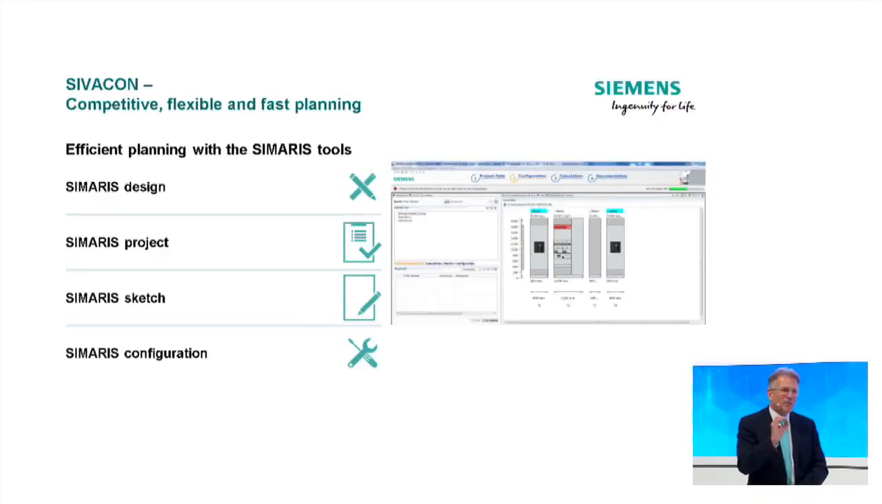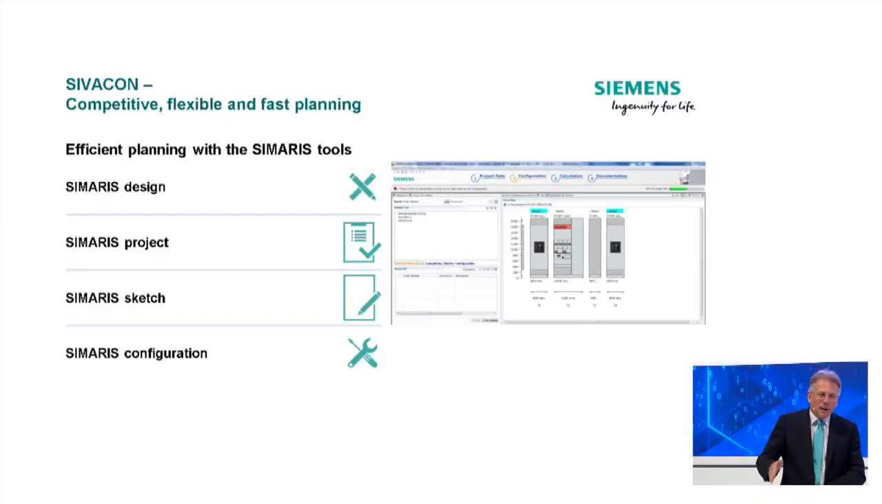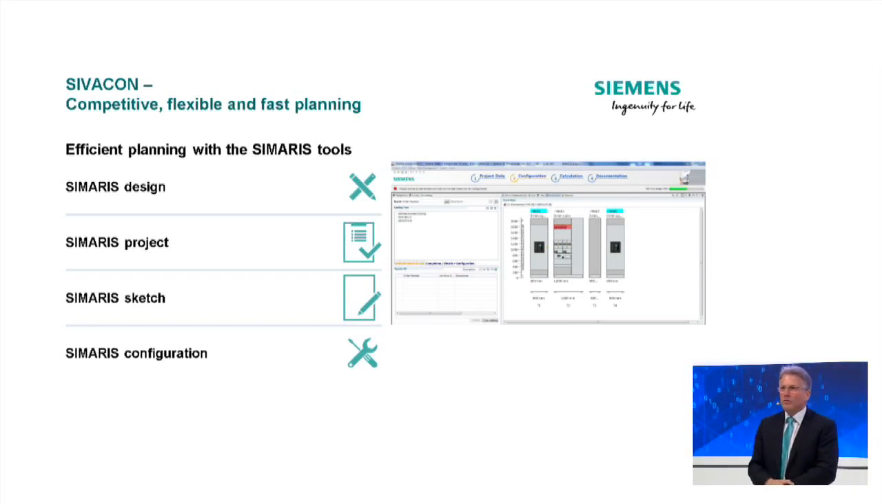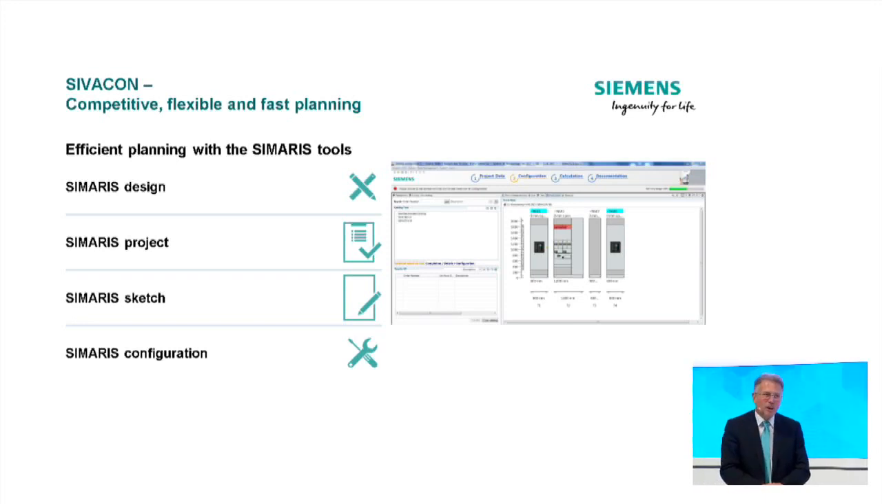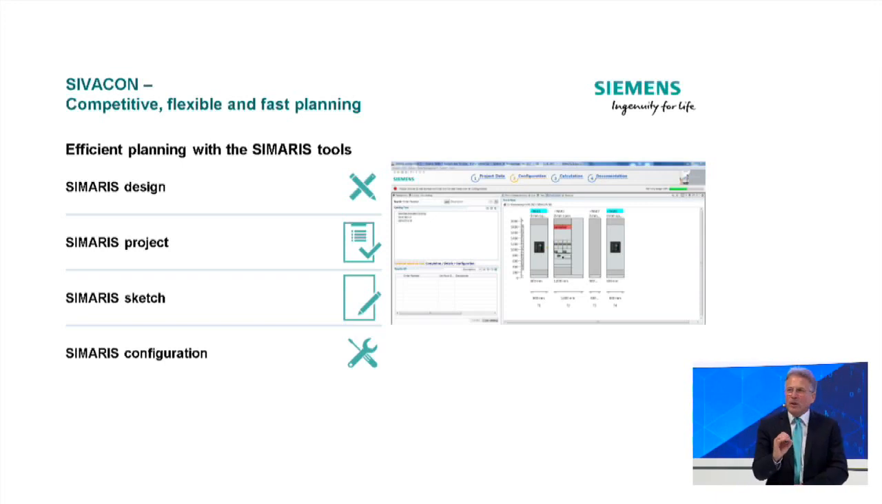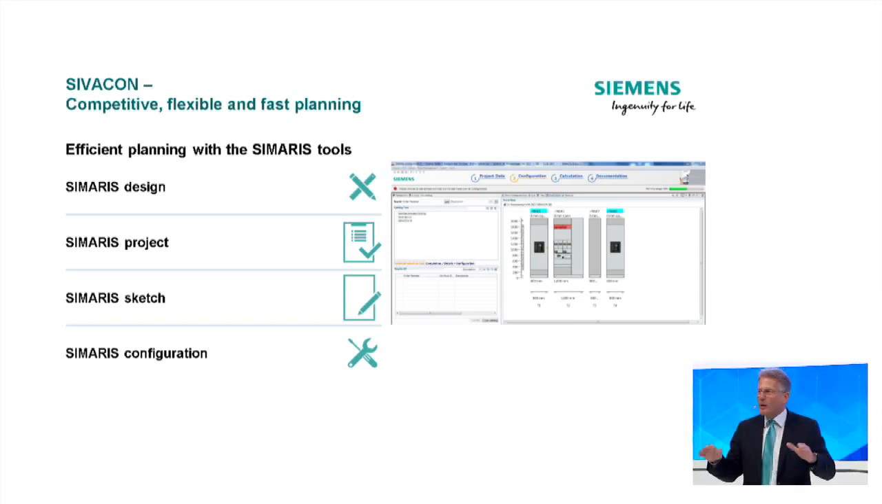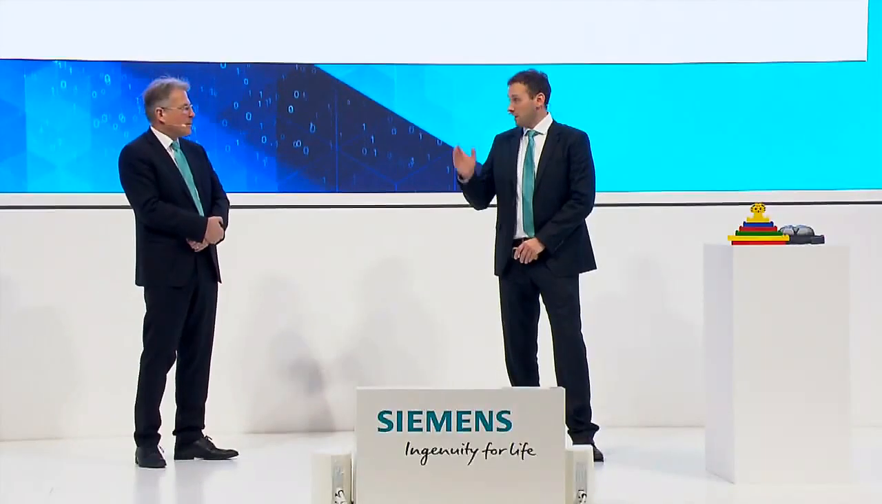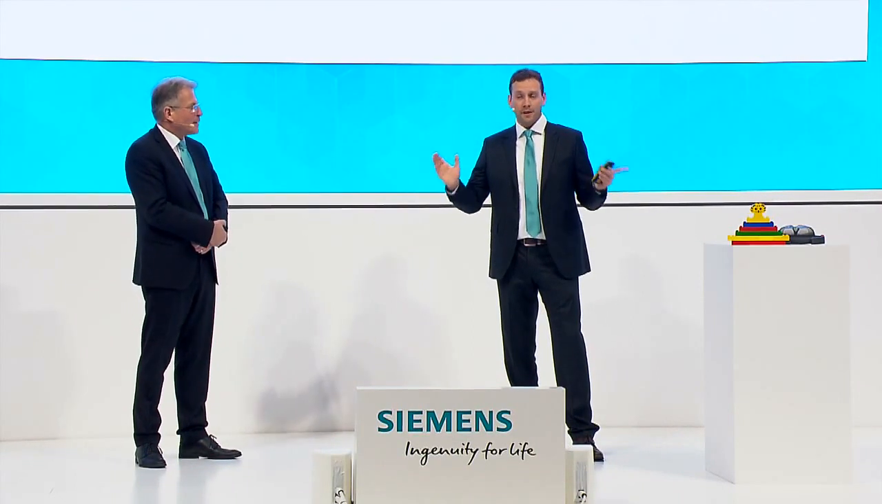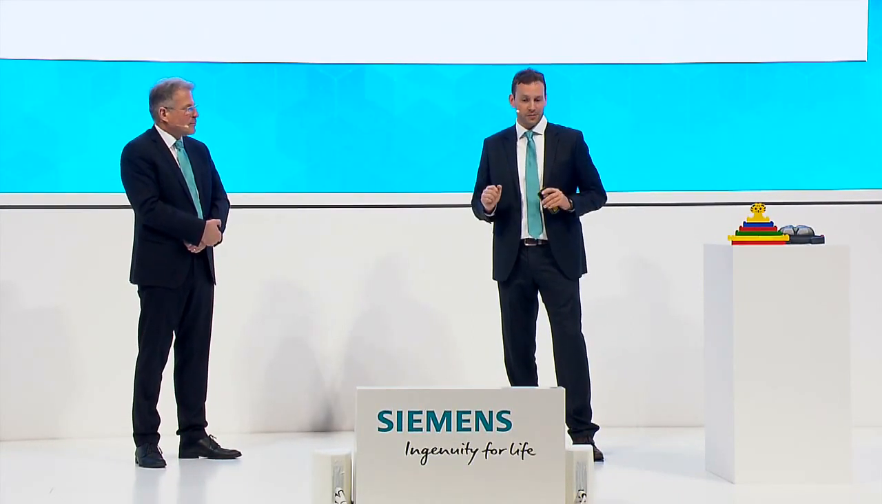SIMARIS project is calculating the space requirements and the budget price. SIMARIS sketch is planning your entire bus run through the whole building in 3D. And last but not least, SIMARIS configuration creates a detailed low voltage switchboard configuration ready to order. And all these tools are part of TIP, Totally Integrated Power. And this really ensures a fast and efficient planning phase.